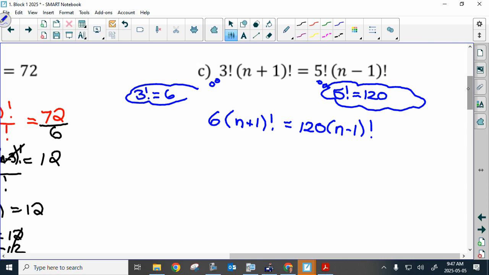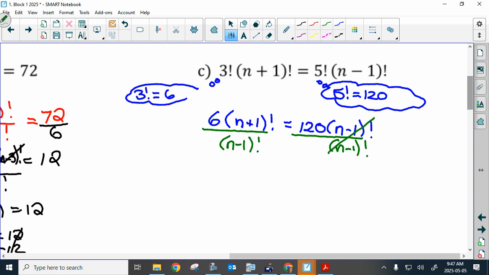How do I move, like which one, what do you want to move? Do you want to move the n plus 1 or do you want to move the n minus 1 to the other side? I would want to work with numbers, not fractions. So I'd probably start out and I'd be like, okay, I'm going to move the n minus 1 to the other side. Whatever I do to one side, I do to the other side.